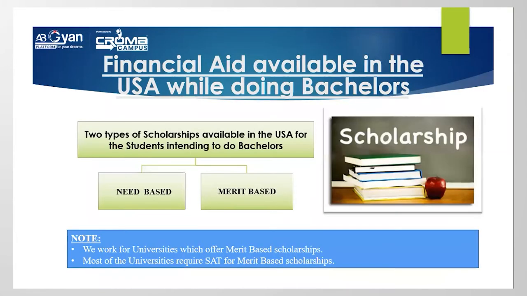Now let's move ahead to financial aid. In the previous slide, we talked about the expenses that we are going to bear in the USA. So how can we reduce those expenses? We can ask the university for scholarships. There are two types of scholarships that universities provide: need based and merit based.